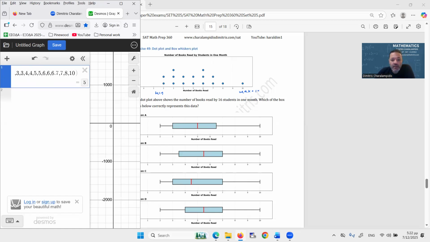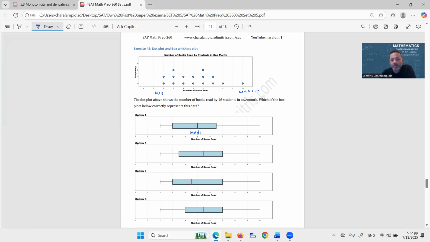The median is 5. The only box and whisker plot in which the median is 5 is A. So the right answer for this specific exercise would be A.